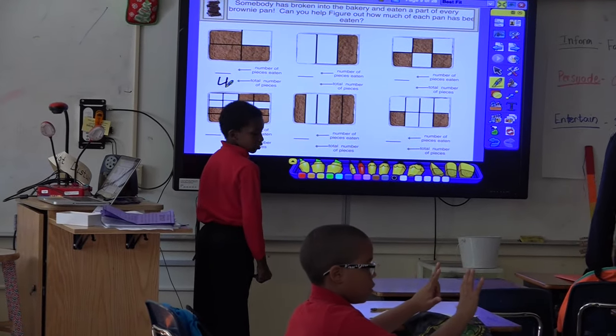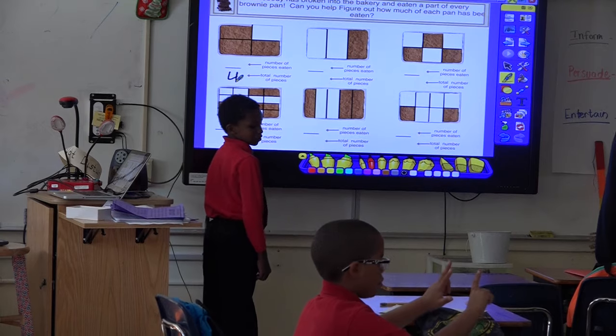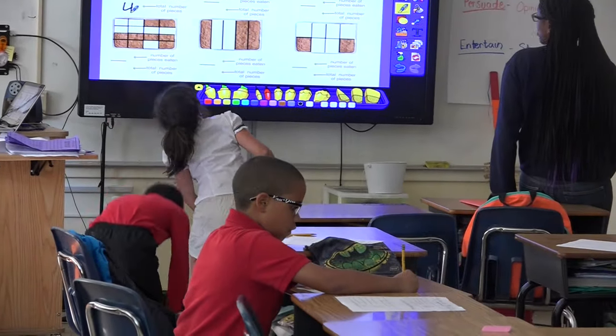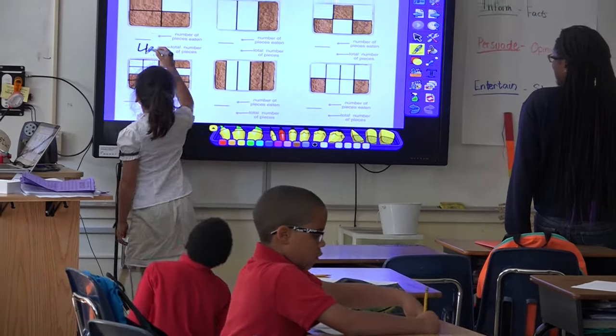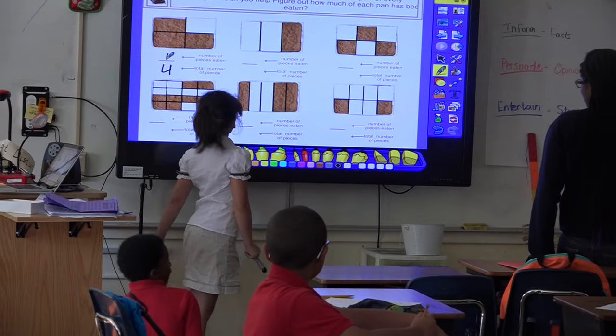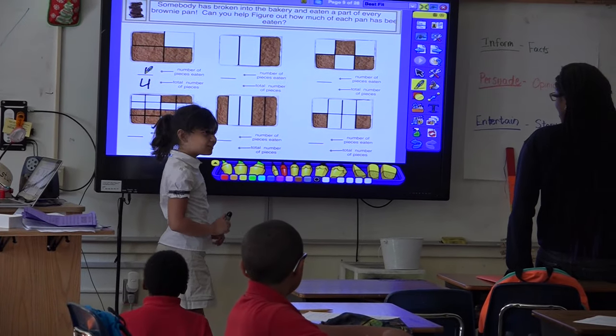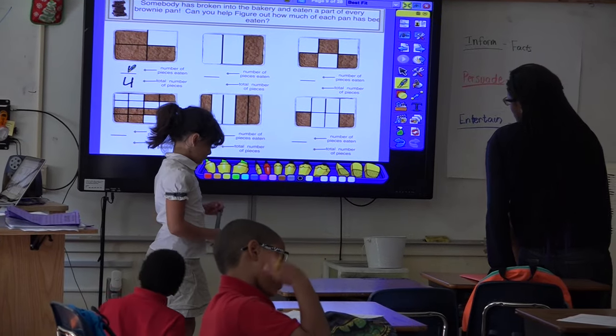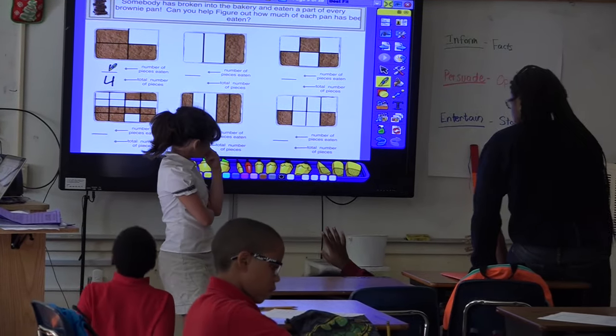Call one of these three lovely young cherubs to pick the numerator. We want to know how much is eaten. Somebody ate one piece of the brownie. One out of four. Pick someone to come up and tell us the denominator for the second pan of brownies.